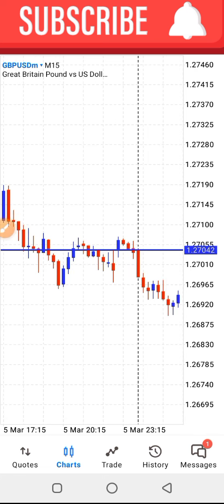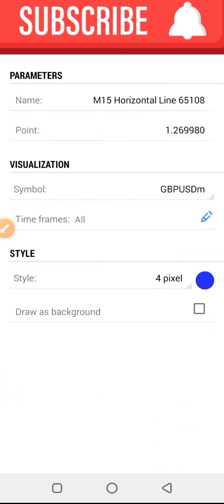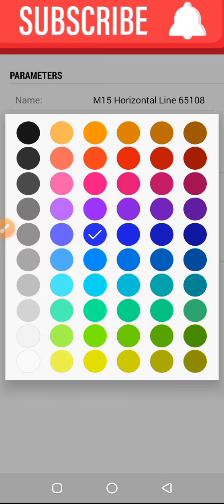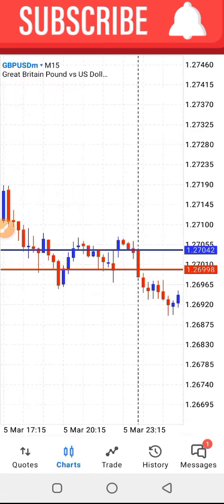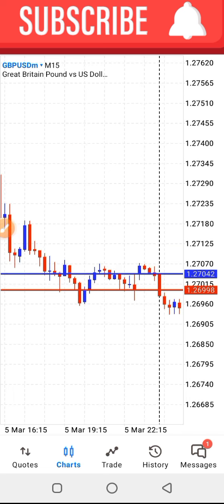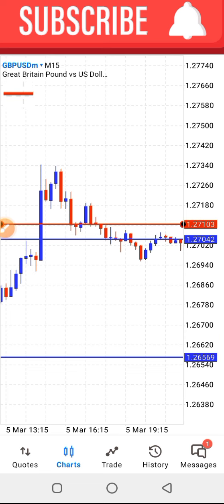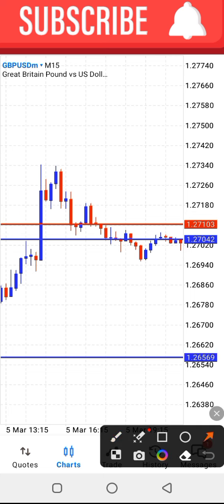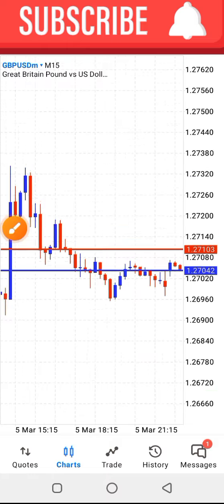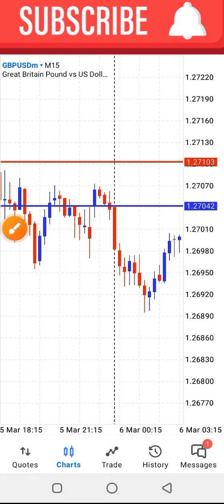Let me quickly double this, and I want to turn this to a red line so that I'll place it as my entry. So it will be clear to you where my entry would have been. My entry would have been somewhere here. I placed it a few pips above that candle that pierced the level. That's where my entry will be. Let's see how it played out.